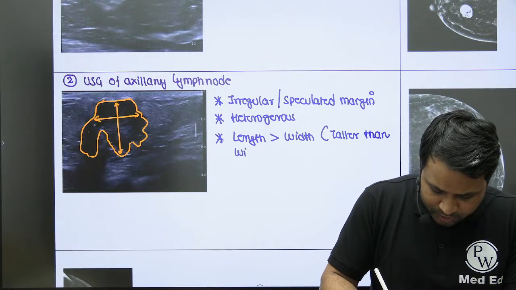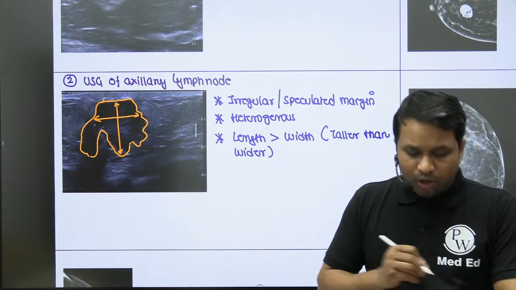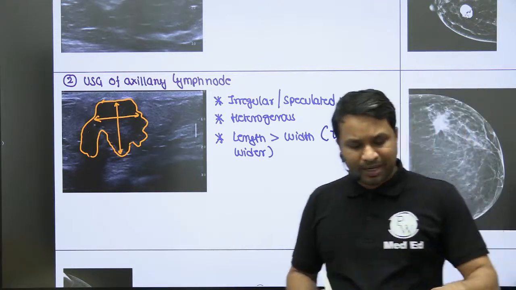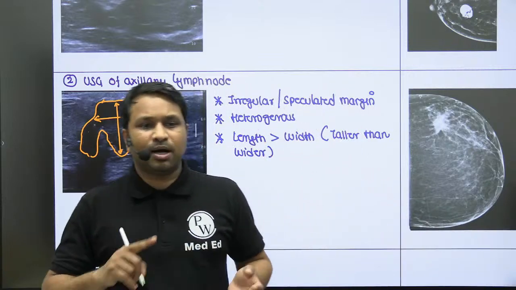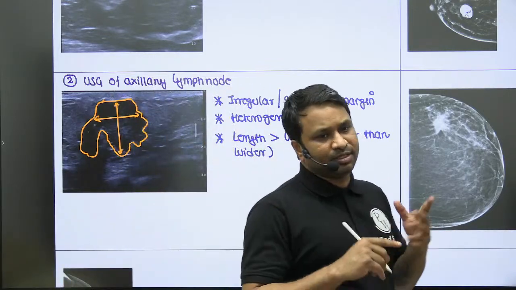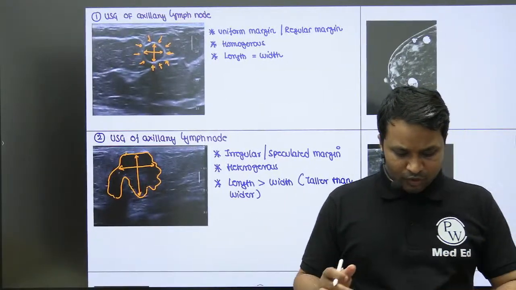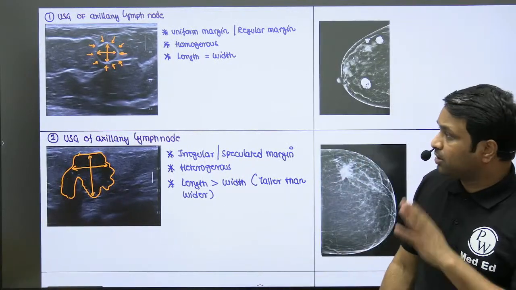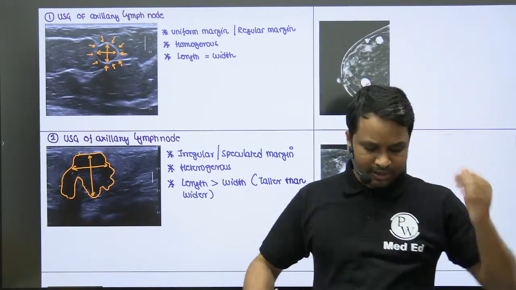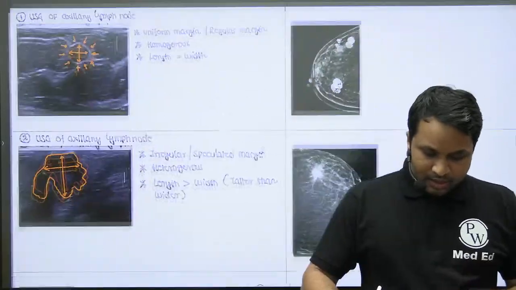If the width is less than the height, taller than wide, all this goes in favor of malignant lesions. That is irregular, speculated margin, heterogeneous, length more than width. All this goes in favor of what? They go in favor of malignant lesion per se. See? Next you come down to mammography, right?